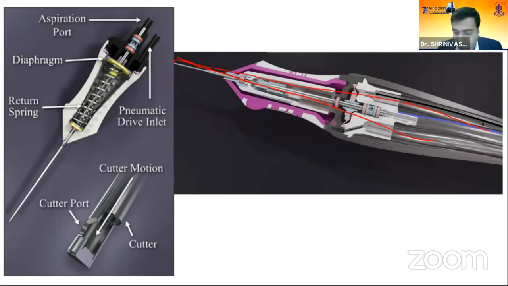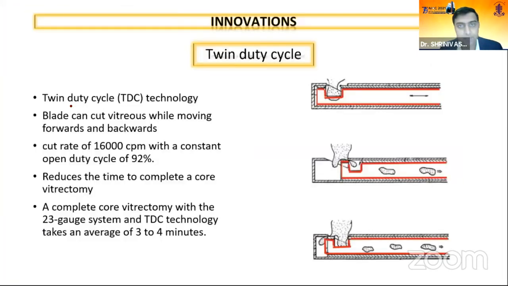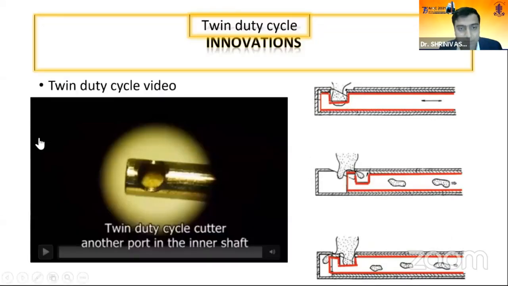So it pushes in. Because of this, the cut rate can be increased as against the spring cutters, which have the limitation of recoiling. A twin duty cycle cutter is nothing but a cutter that cuts while going in front and coming back. So theoretically, if it is 8,000, then it has to be 16,000 cuts per minute. See here, you can see the twin duty cycle cutter.